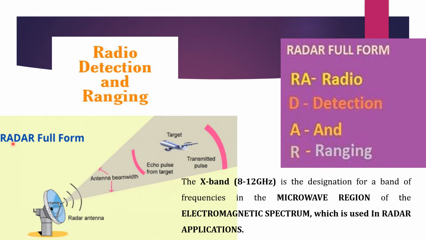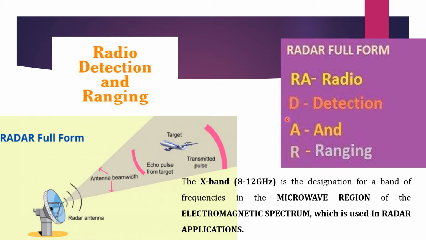First of all, in radar, I have to tell you the full form of radar. Radar stands for radio detection and ranging, where RA is for radio, D is for detection, A is for N, and R is for ranging. So this is the basic meaning of radar.